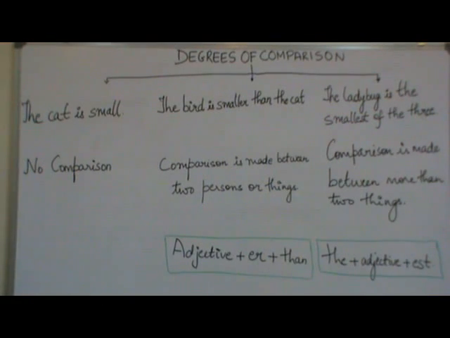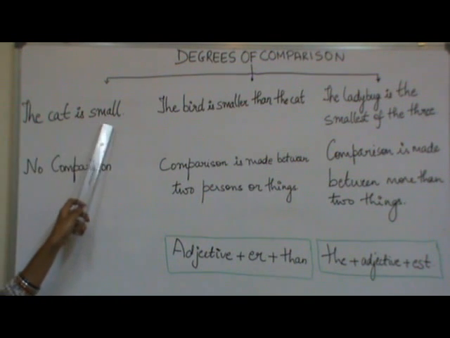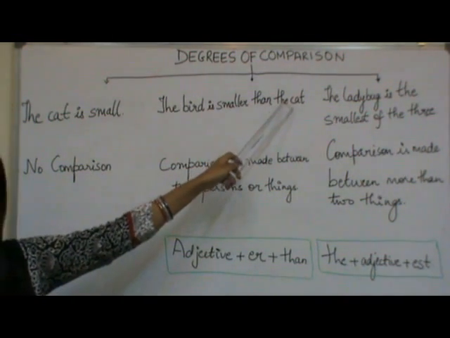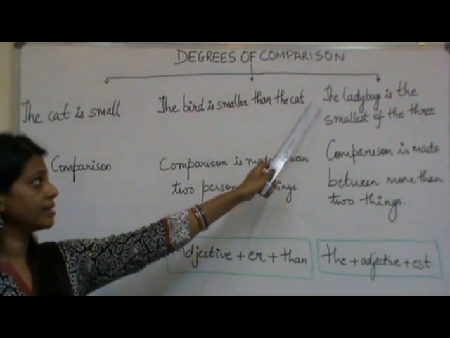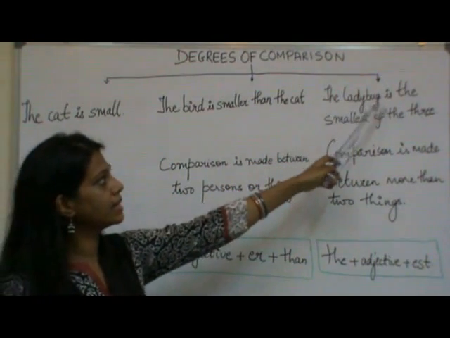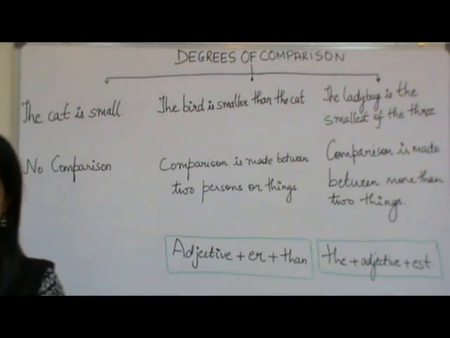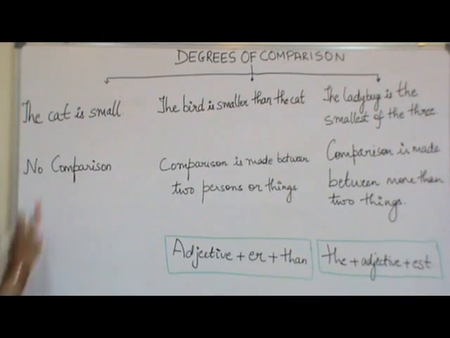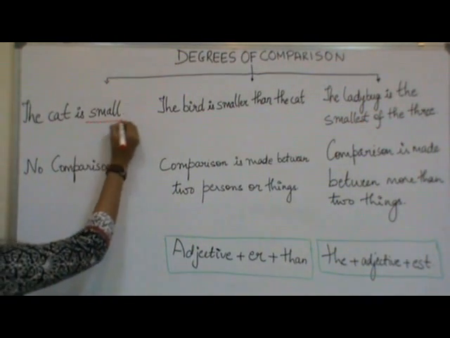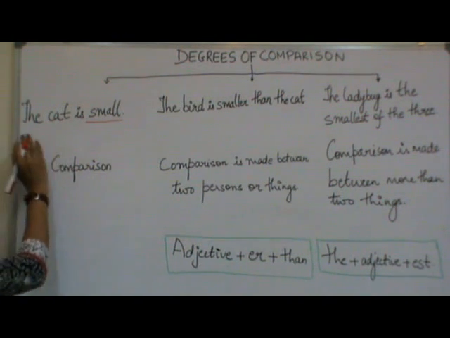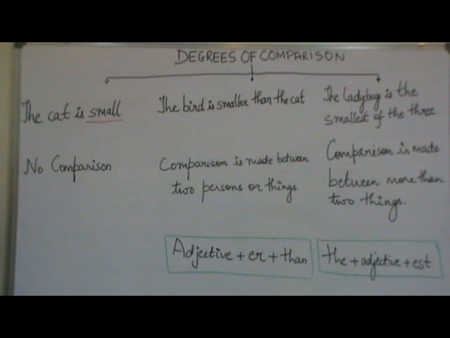I've written the sentences down. We'll just take a look at the sentences. The cat is small. The bird is smaller than the cat. And the third sentence, the ladybug is the smallest of the three. Now we'll take each sentence separately. The cat is small. Over here the adjective we've used is small. And there is no comparison. It just simply states that the cat is small.